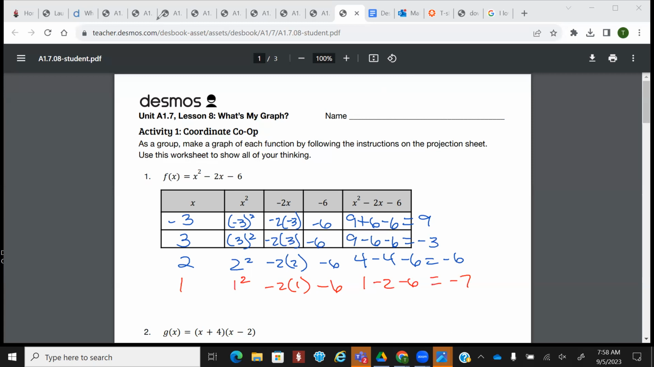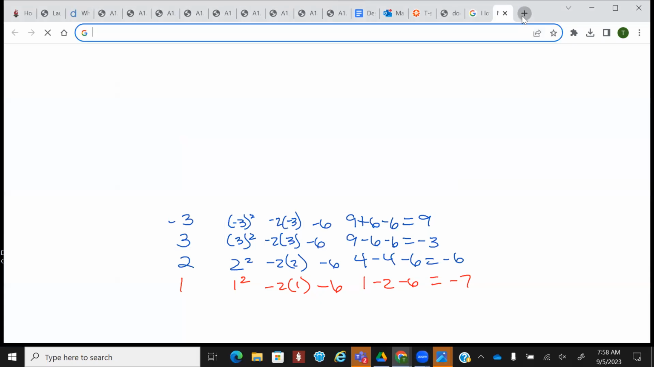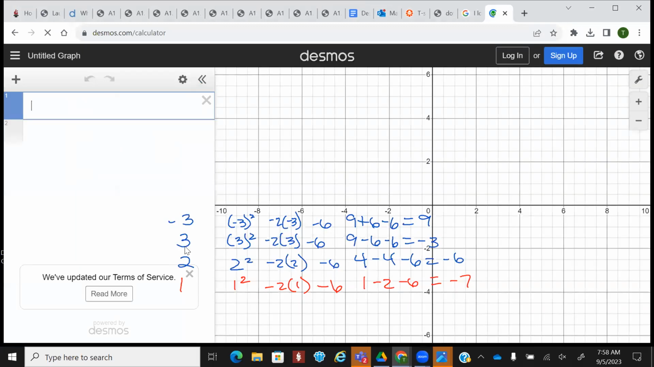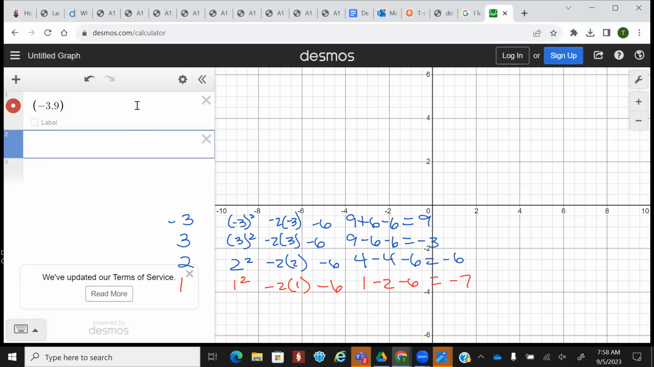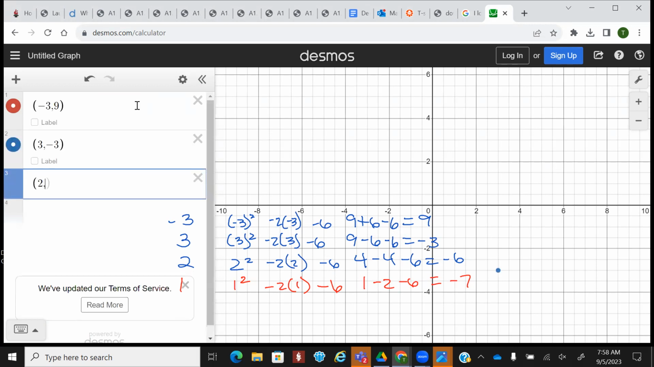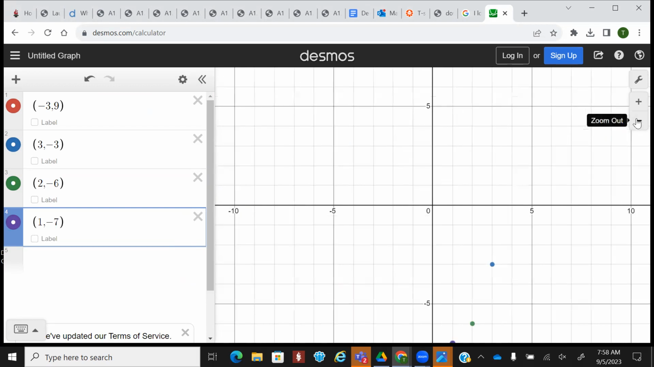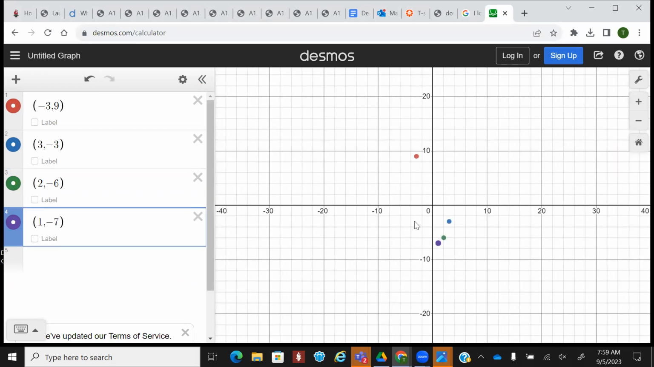Now, you could have plotted these by using Desmos, or you could have done it by hand. But if you would have done it by Desmos, then you would have plotted -3, 9. You would have plotted 3, -3. You would have plotted 2, -6. And then you would have plotted 1, -7. Okay. So if I zoom out, I can kind of see that there's like a parabola forming right here. So it kind of looks like this somewhere, right?